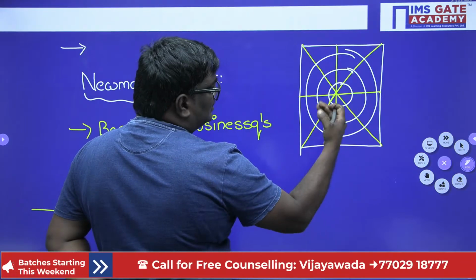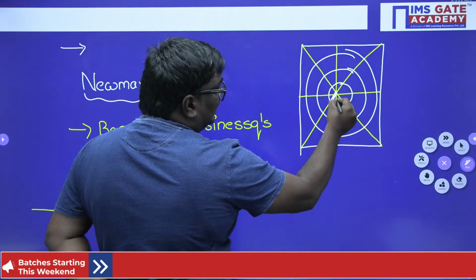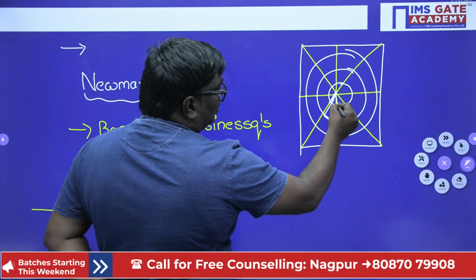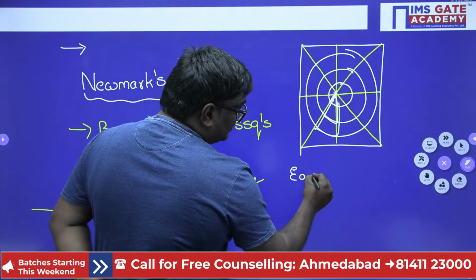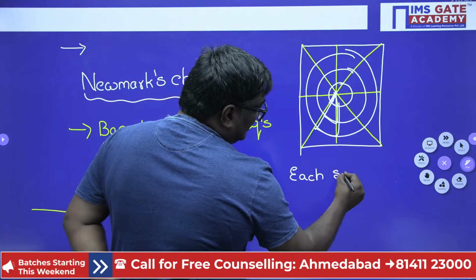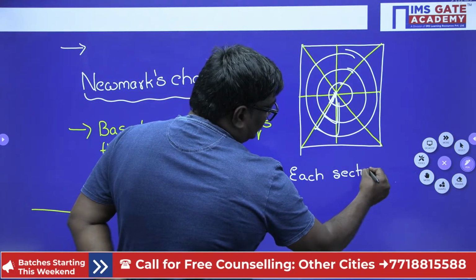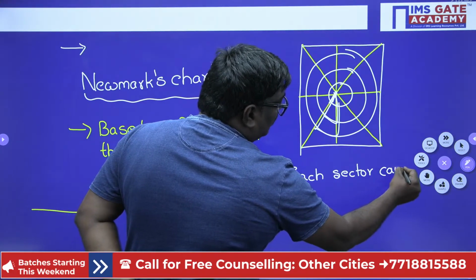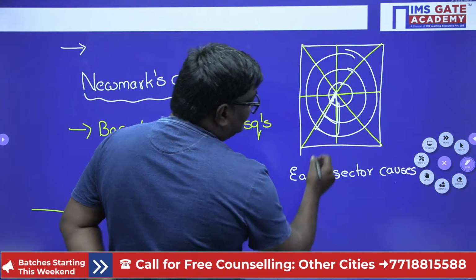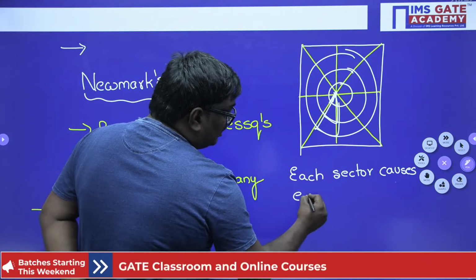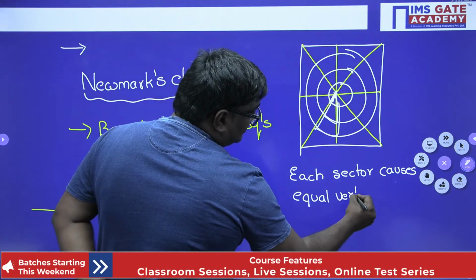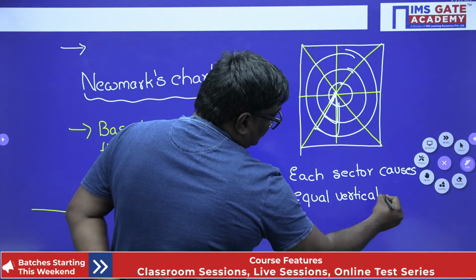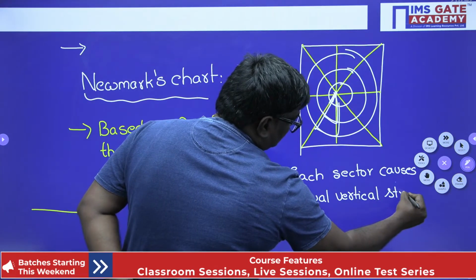Now see students, each of these is called a sector. Each sector, or each area, causes equal vertical stress. They have assumed that each sector is going to cause equal vertical stress at the center.